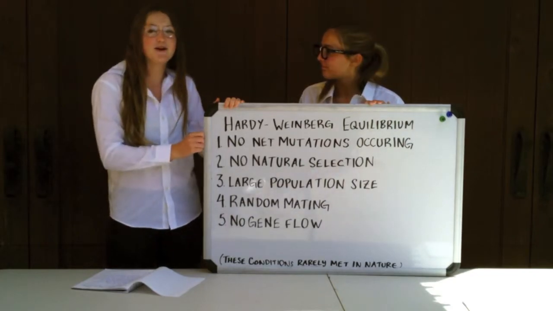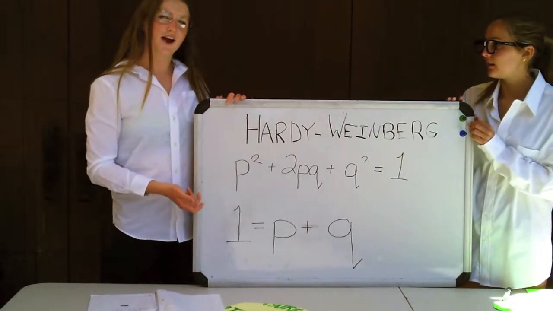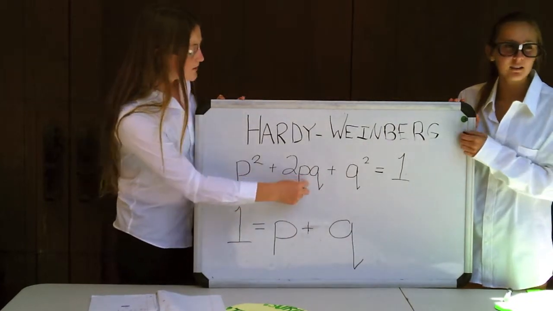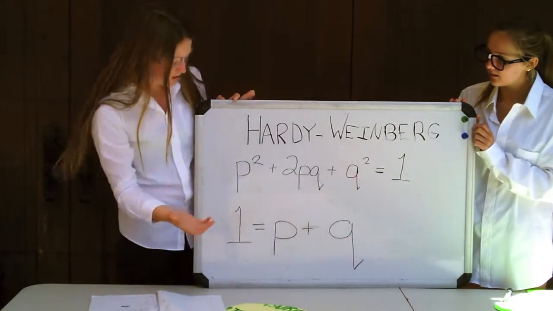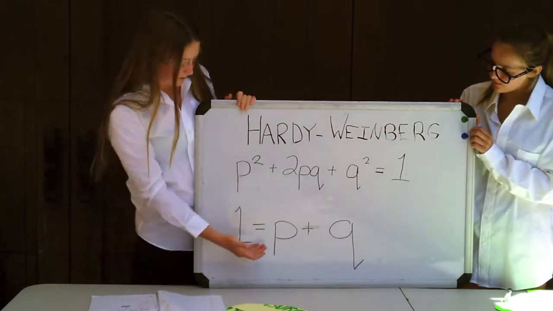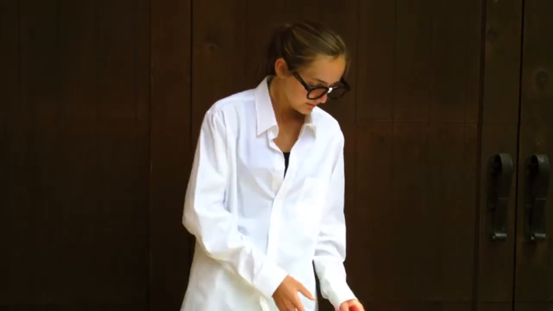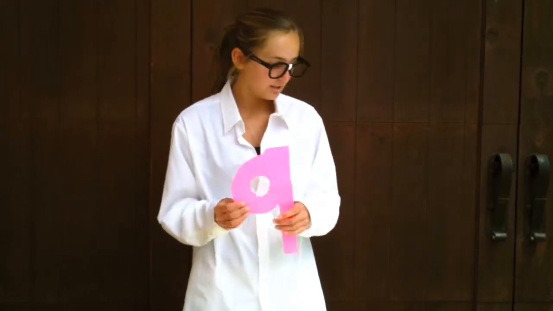Now let's break down the equation. Here's our equation that calculates allelic frequency shifts in a population. We have p squared plus 2pq plus q squared equals 1, or the related equation, 1 equals p plus q. So what do all these terms mean? Well, p represents the frequency of the dominant allele. q represents the frequency of the recessive allele.